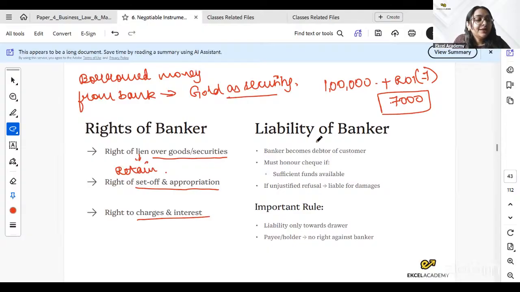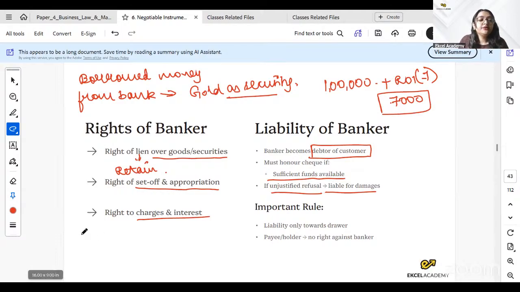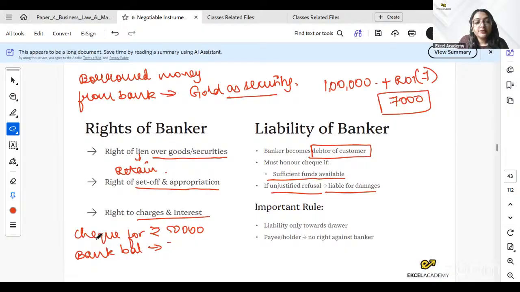Next, what is the liability of your banker? The banker becomes the debtor of the customer, correct? It must honor a check if sufficient funds are available. If unjustified refusal, liable for damages. So there are two cases here. Let's say, for example, you have issued a check for rupees 50,000. Now, if your bank balance is say 25,000, do you think the bank will be able to pay it? No. Then what is it going to do? It is going to dishonor your check.